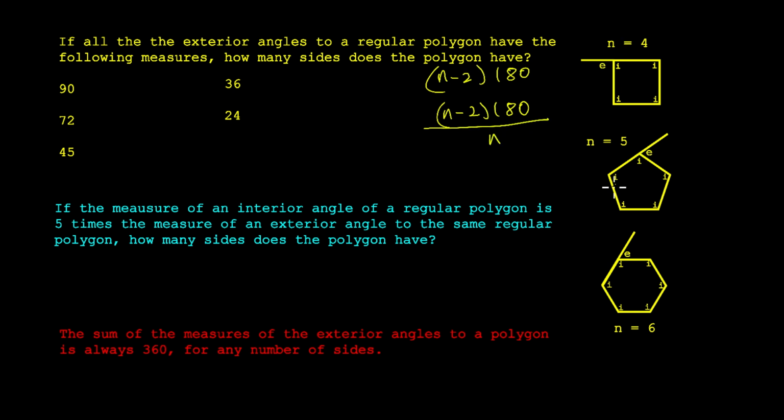Now for the exterior angles, let's come down here in red. We have the sum of the measures of the exterior angles to a polygon is always 360 for any number of sides. So if we add up all the exterior angles, if we extend the other 4 like this, and we have E, and E right there, those will add to 360. If we did the same thing down here with the pentagon and the same thing down here with the hexagon, it's always 360. So the number of degrees is always 360.